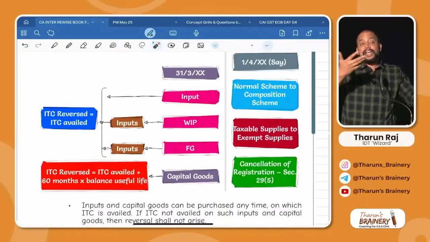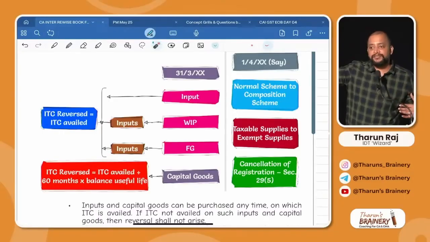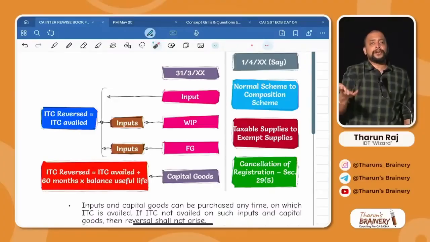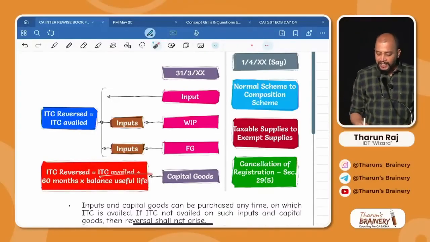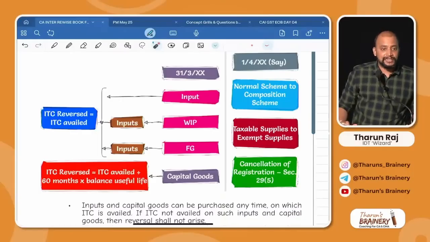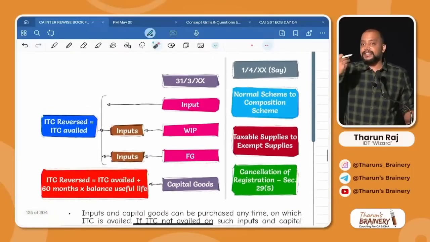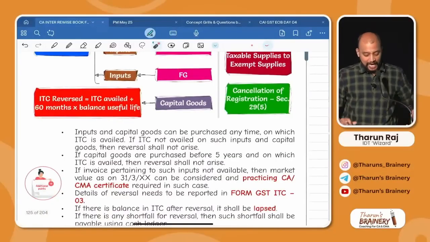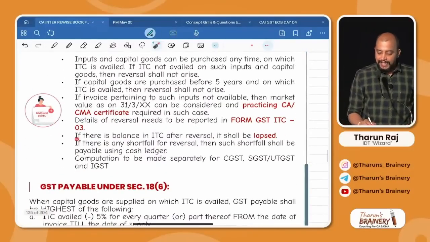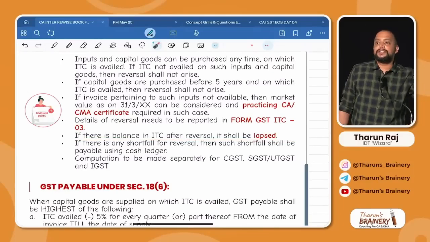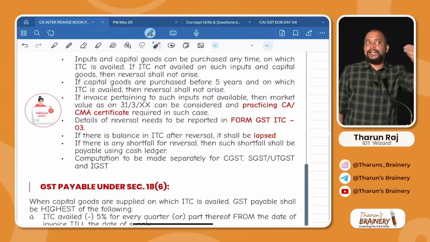Is it clear? While availing the ITC, minus 5% for every quarter or part thereof. But while reversing ITC on capital goods, come on, ITC availed divided by 60 into balance life. Got the clarity about this? Sir, I am reversing this ITC. Okay, sir. What happens to the balance thereafter? That shall be lapsed. Say this, the balance in ITC after reversal shall be lapsed. Then why should I reverse? Why should I reverse? Fully let it be lapsed.